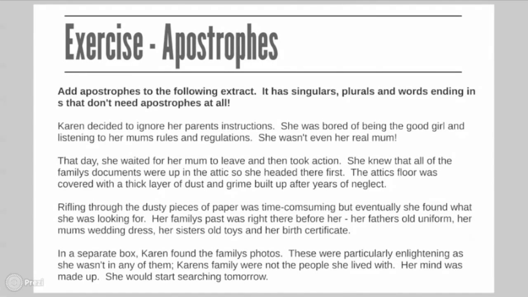So here is an exercise. I have taken all of the apostrophes out of this and I want you to have a go at adding them back in. Now this extract has singulars, plurals and words ending in S that don't need apostrophes at all. So pause the video and see if you can figure out where the apostrophes should go. So remember, they're used to show that a word has been shortened and they're also used to show that something belongs to that word.